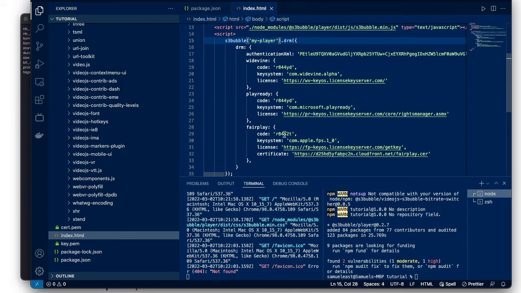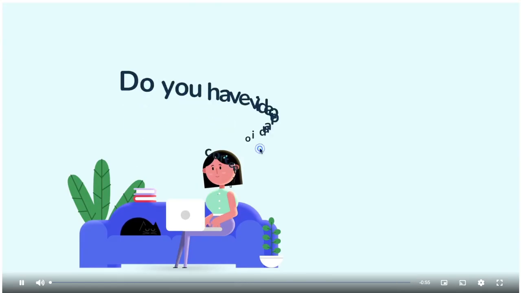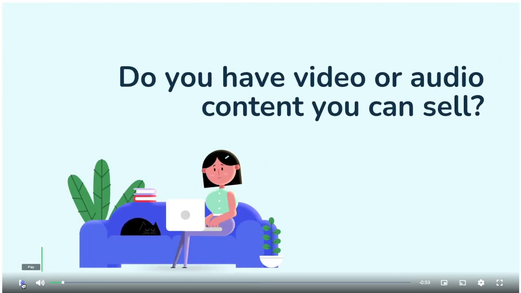But yeah, so we've got Fairplay for Safari, we've got Widevine for Chrome and Firefox, and PlayReady is for IE and Edge. Now the plugin does all the switching needed for you. Okay, so let's go ahead and go back to our demo and run a refresh. Play. Okay, so this is now encoded, and encrypted, and it's secured your media.